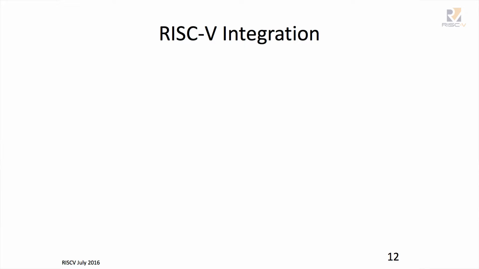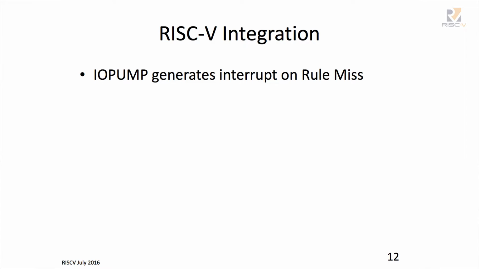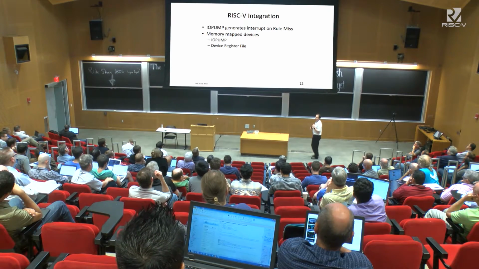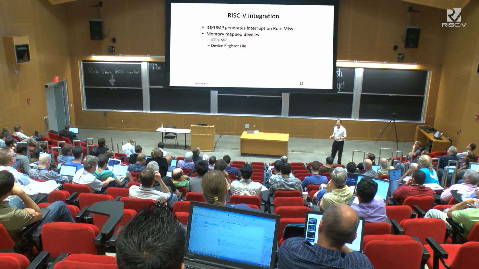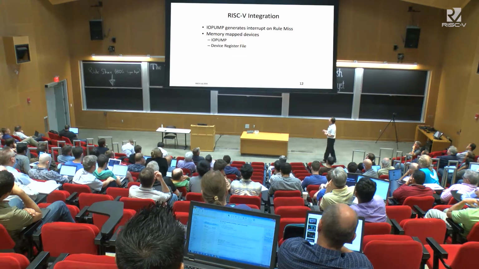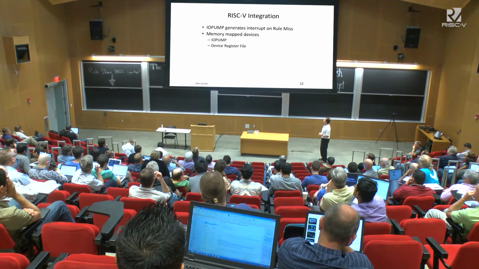Now, to integrate this in the RISC, the I/O pump ends up generating an interrupt when there's a rule miss. That allows us to demand page in, or demand fault in, the rules from the software into our I/O pump, as we do with the regular pump. The I/O pump and the device register file, which you just saw, are memory mapped devices. So that's how the software can communicate with them and get them set up.